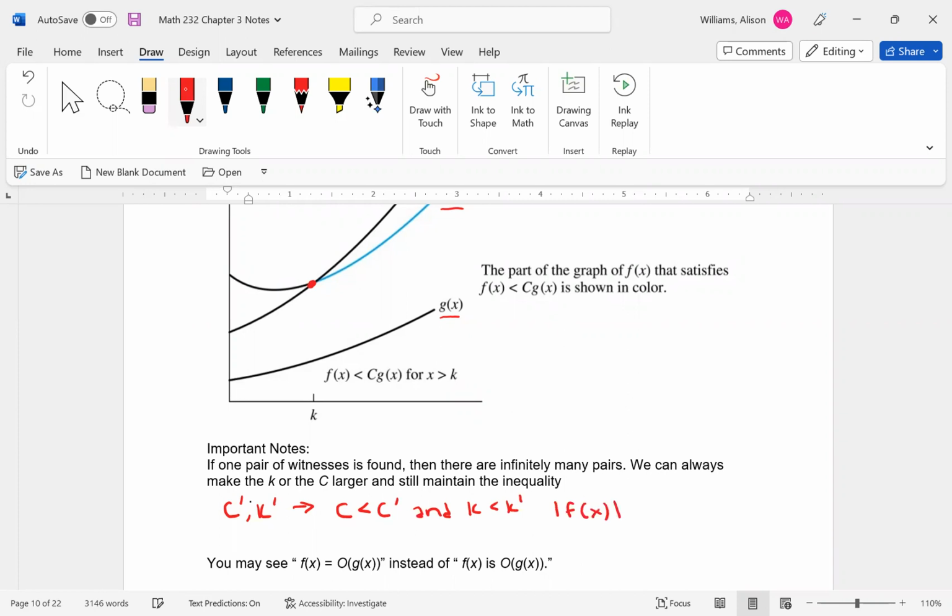The absolute value of f of x is still going to be smaller than or equal to c times the absolute value of g of x, according to the big O notation. But that's still going to be less than or equal to c prime times the absolute value of g of x. So it doesn't change the inequality at all. It's still trapped in the way we need it trapped by the definition of big O. All right.